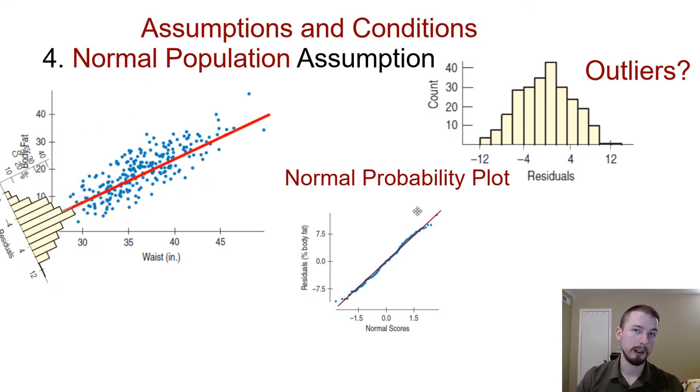Another way that we could check to see that it's normally distributed is to graph a normal probability plot, which you can do from the calculator. That graphs the normal scores across the residuals, and it should be linear. We can actually graph a line to check to make sure it is linear.